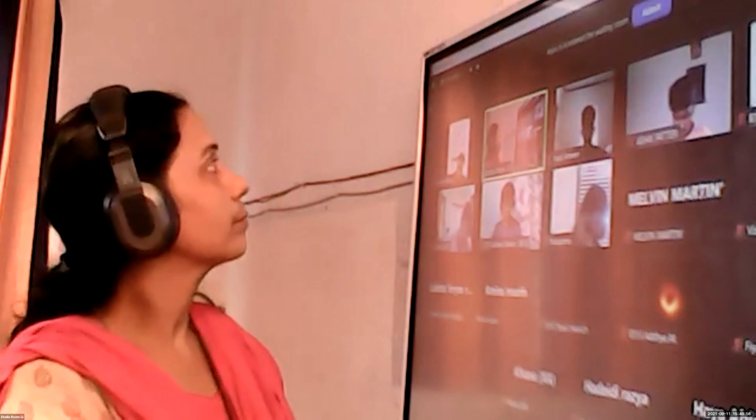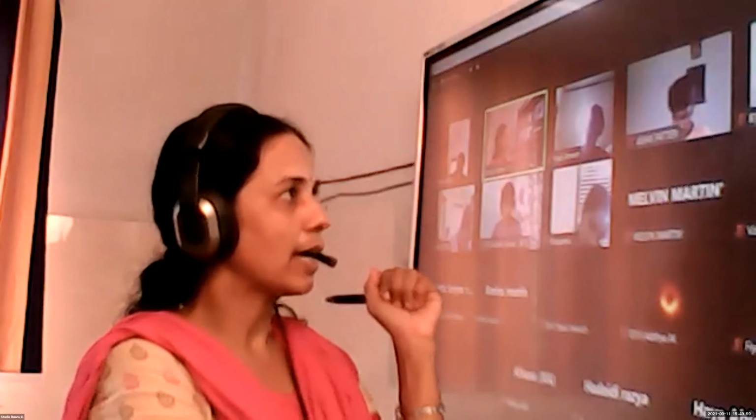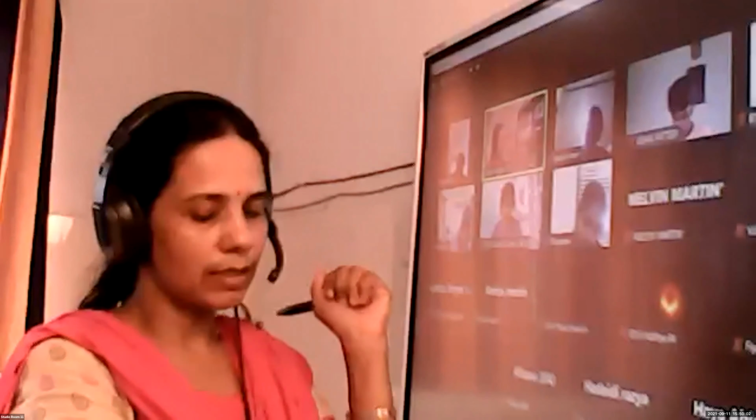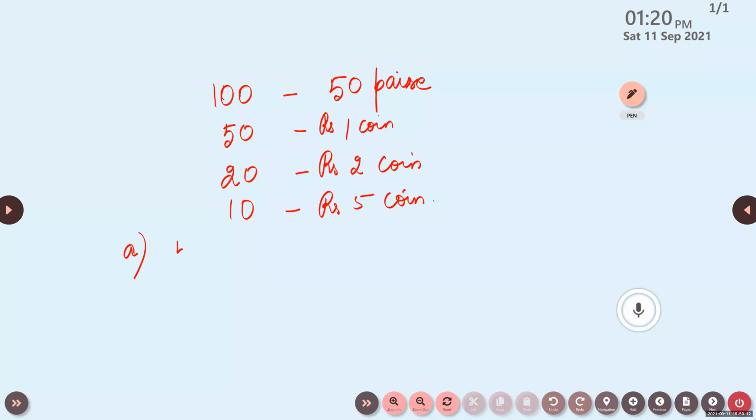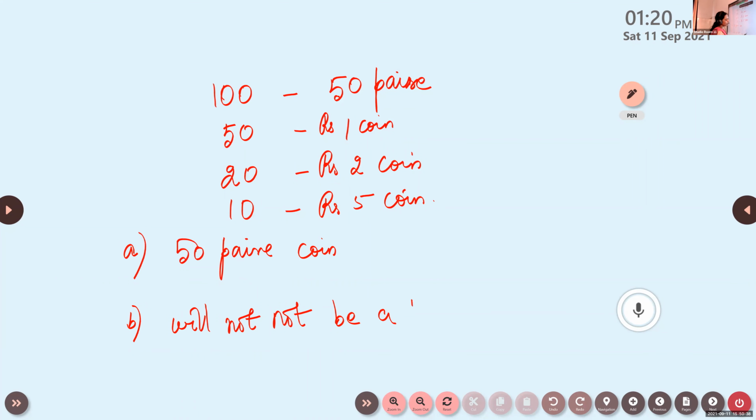What is the probability that the coin will be, first one, a 50 paisa coin; second one, not a 5 rupees coin.